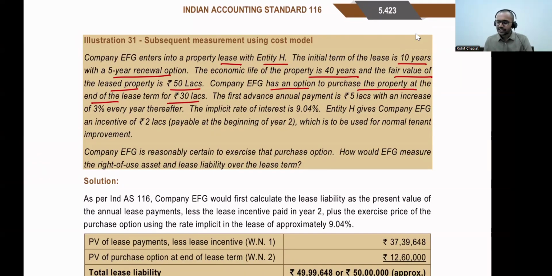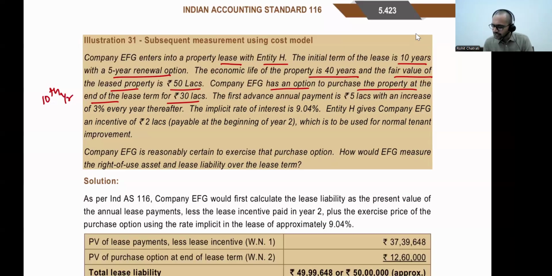Now they've stated that EFG has an option to purchase the property at the end of lease term for an amount of rupees 30 lakhs. It means at the end of the 10th year, EFG can purchase the asset for rupees 30 lakhs. We are entering into the agreement today. At the end of the 10th year, EFG has got two options. One, it can purchase the asset for 30 lakhs, or it can renew the lease contract for an additional period of 5 years.